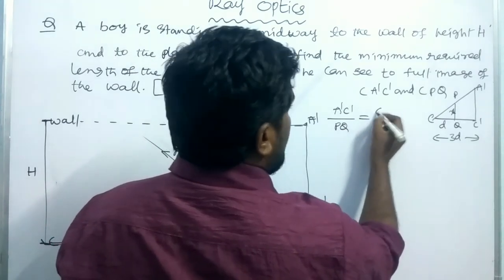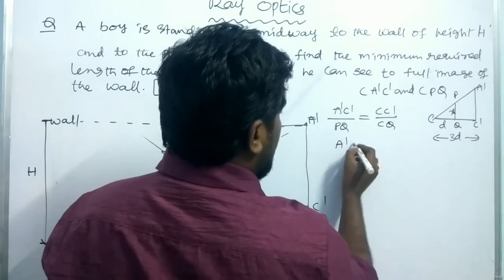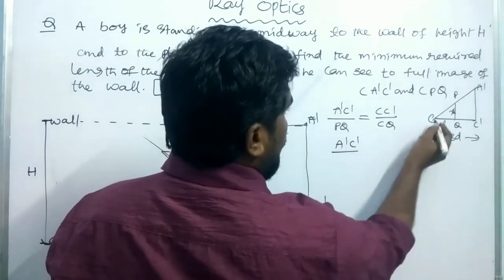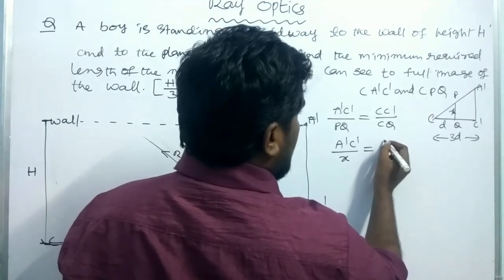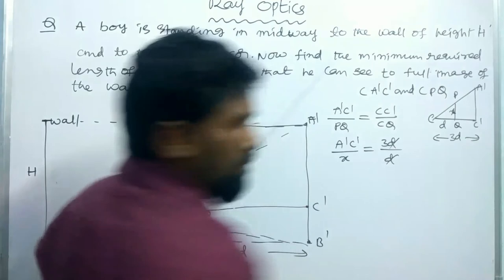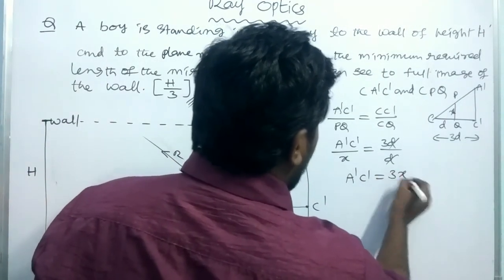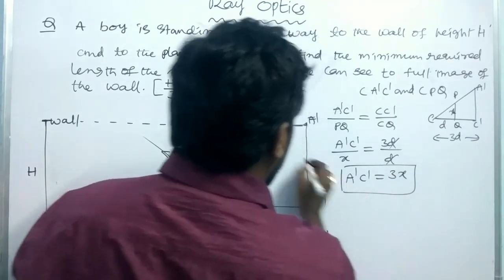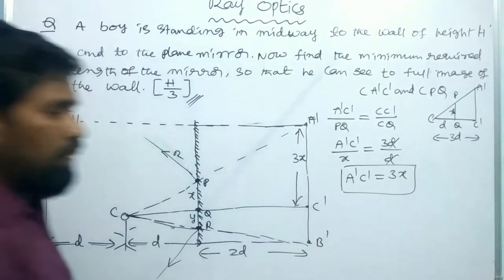Now let us write A dash C dash by PQ equals CC dash by CQ. A dash C dash by PQ, it is equal to X. And CC dash is 3D by CQ. CQ is D, cancelled out. So A dash C dash is equal to 3 into X. So this is the value of A dash C dash, this is 3X.